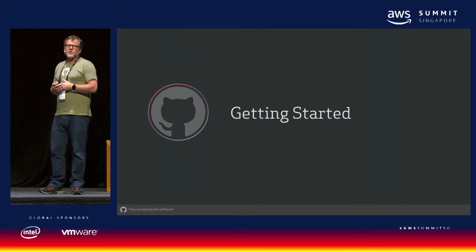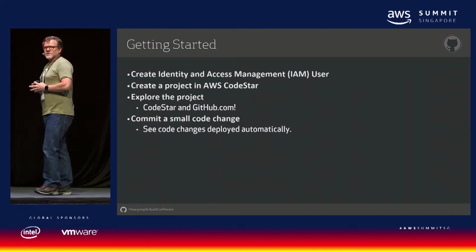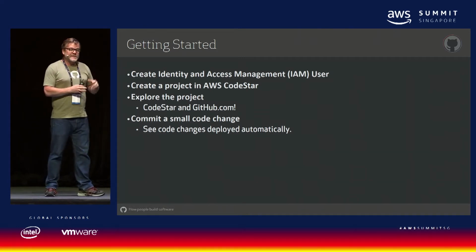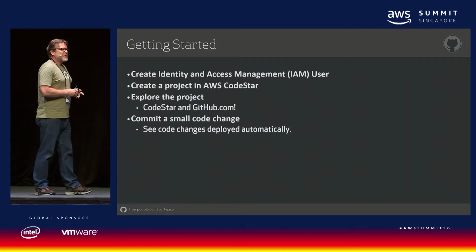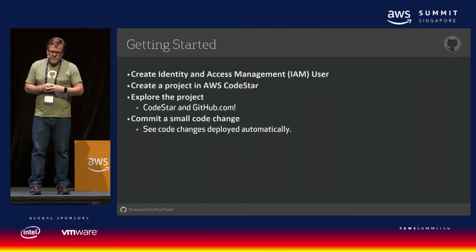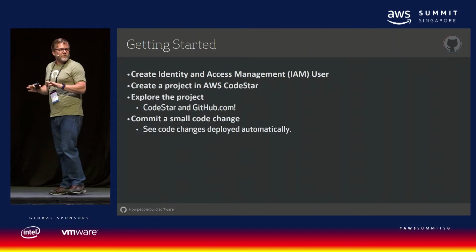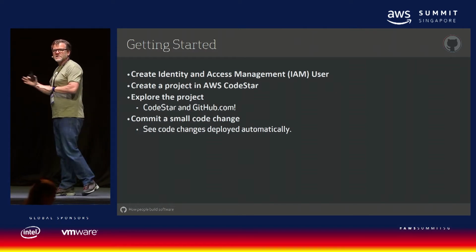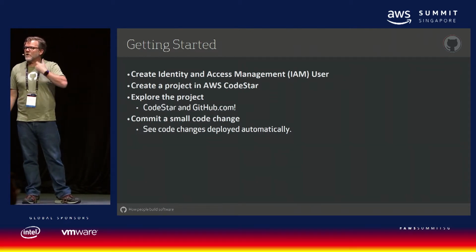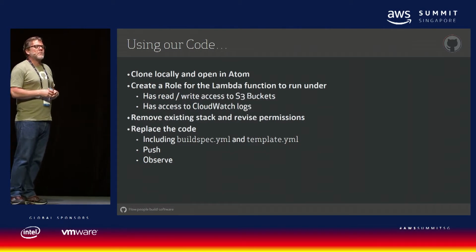So what does getting started look like? Let's see what it's like to create an AWS CodeStar project from scratch. There are a couple of things we're going to do during this demonstration. We're going to create an identity and access management user, because CodeStar likes you to log in as one of those. You cannot do this with a root account that you might normally work with. We're going to create the project in AWS CodeStar. I'm going to wander around the project a little bit so you get an idea of how it works and what it does. Then we'll make a quick change and see how that change automatically flows through the whole process and deploys. Once we've done that, we're going to swap it out with our own code.